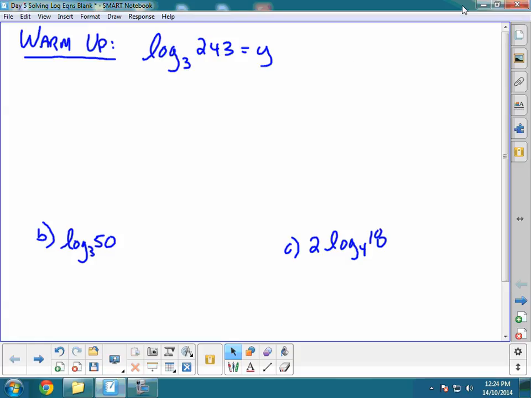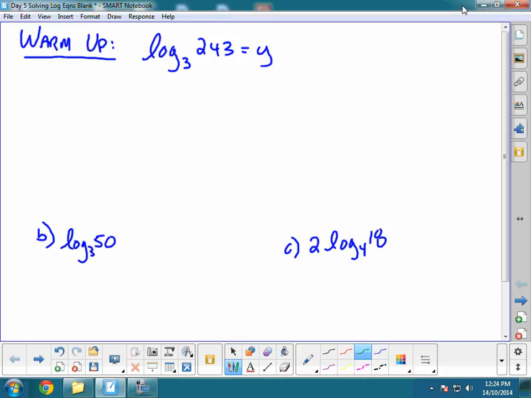Okay, so for the warm-up, instead of letting you go off and try the warm-up on your own, what we're going to do is do this first question together, except I'm going to do it a deliberate way so that we can discover something and then use it in B and C. So what we're going to do is solve for y here.